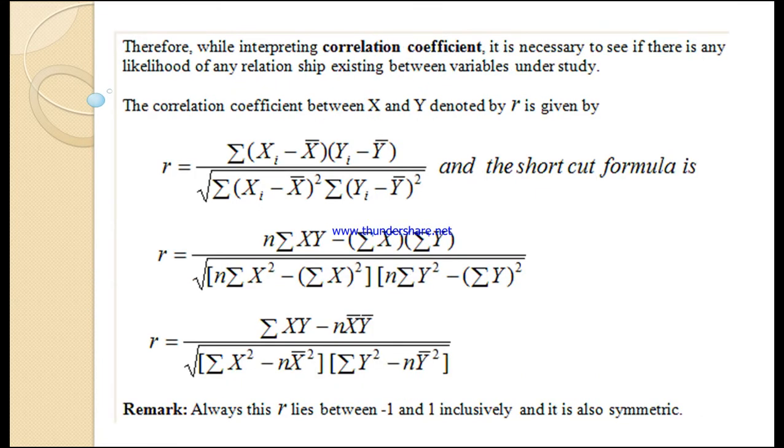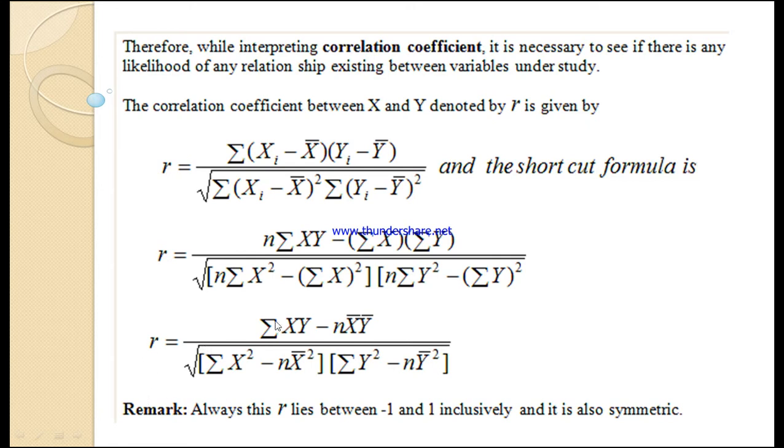The other concept that we need to know regarding correlation is the correlation coefficient. The correlation coefficient is necessary if we want to see the existence of a likelihood of any relationship between variables we study. For example, in our case, if we assume two variables, x variable and y variable, therefore the correlation coefficient between x and y, which is denoted by r, is determined by this formula.